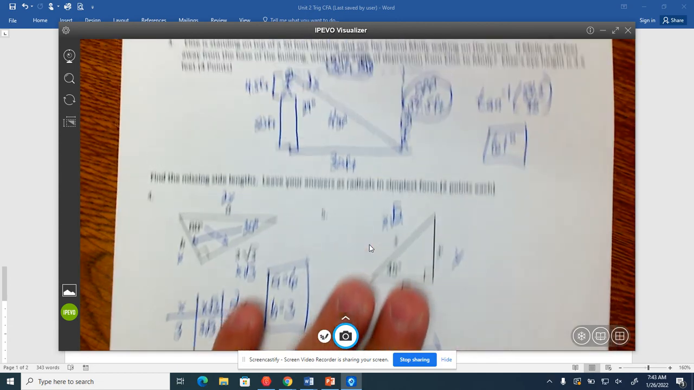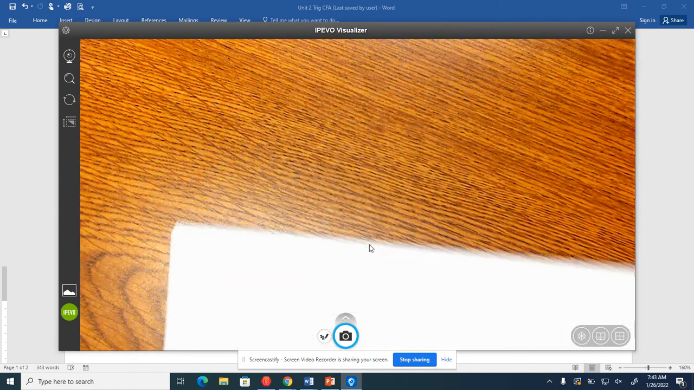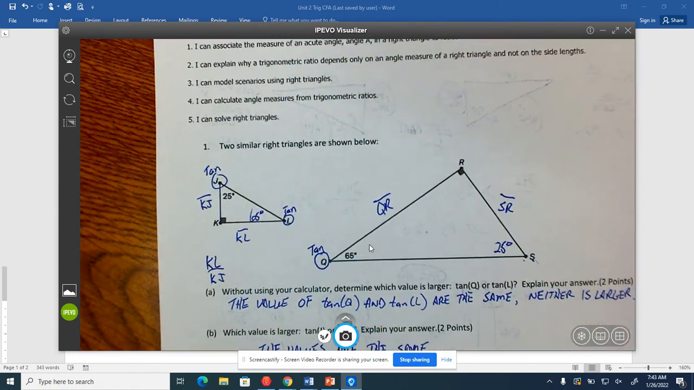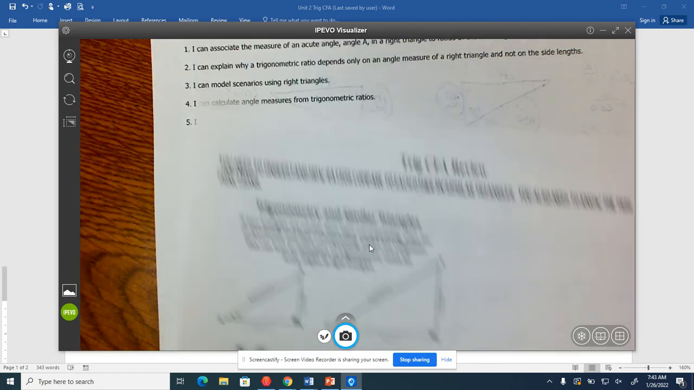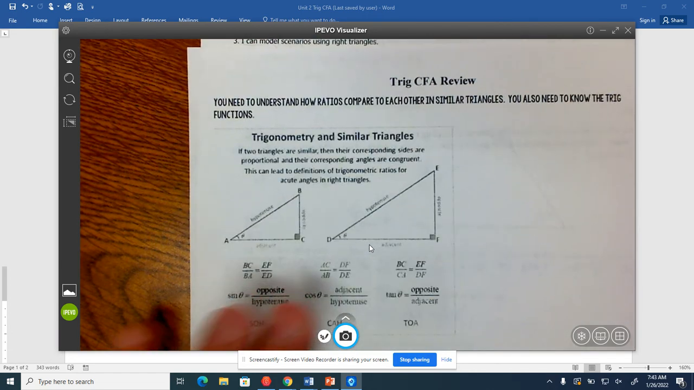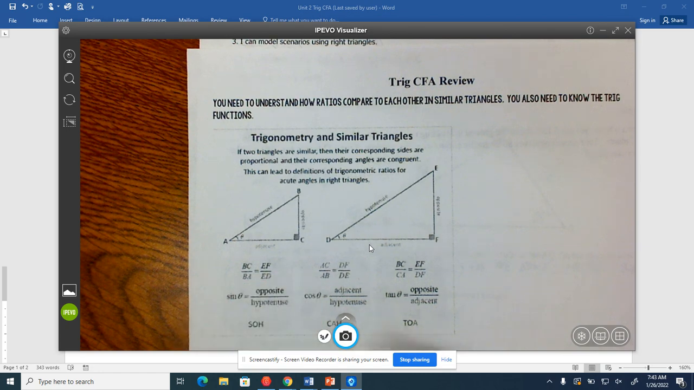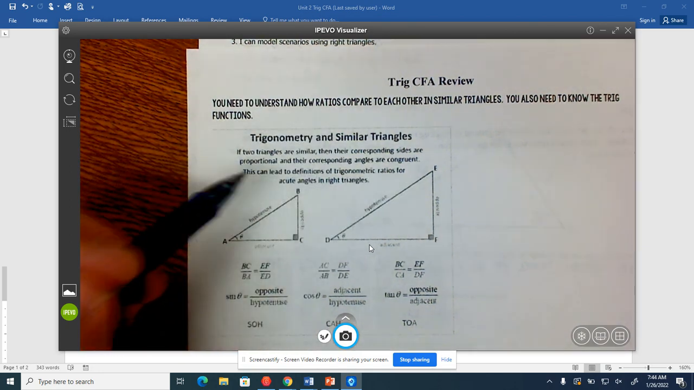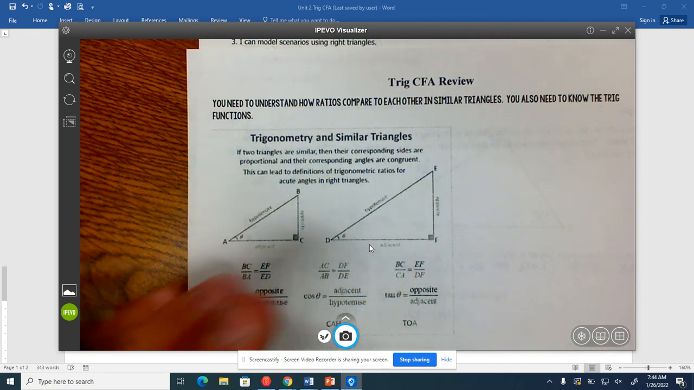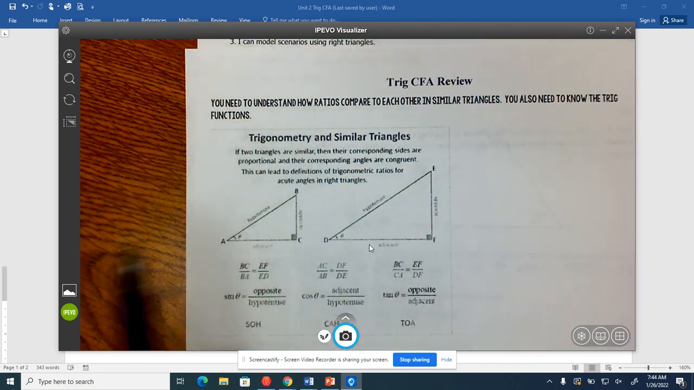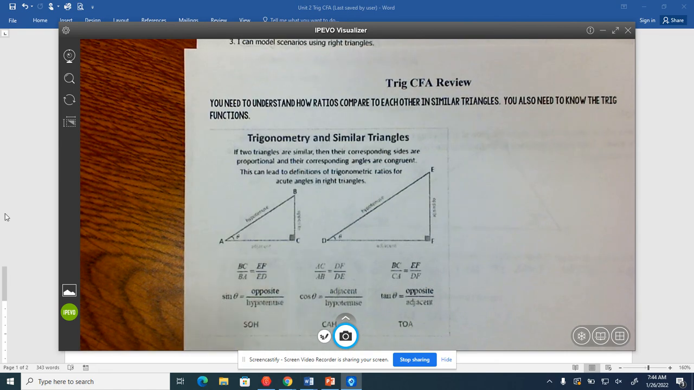So you're going to have a chance to retake this on Friday. So be sure you study this. Be sure you go back and study this. Understanding the big one. The whole reason that trigonometry works is because the corresponding sides are proportional, the ratios are the same, the corresponding angles are congruent. And this leads us to the definition of trig ratio.